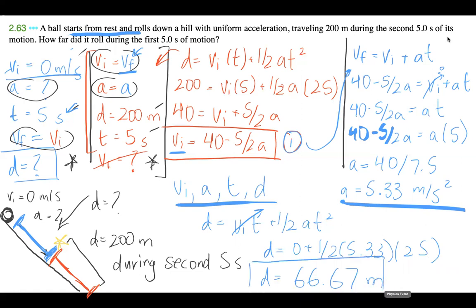And that's our final answer. So how far did it roll during the first 5 seconds of motion? Well, it rolled 66.67 meters.